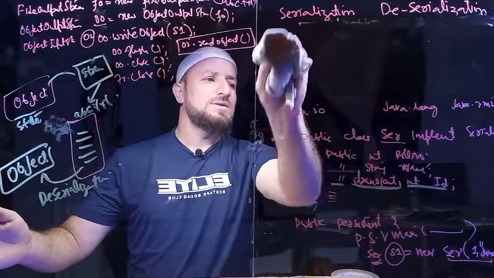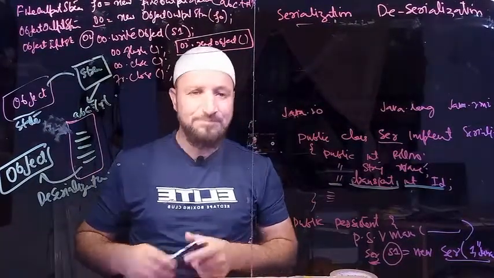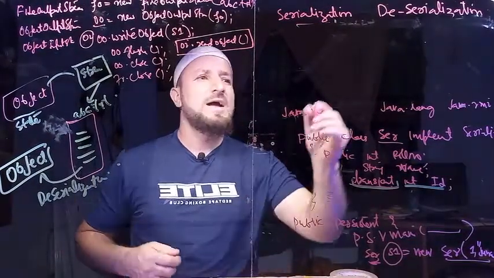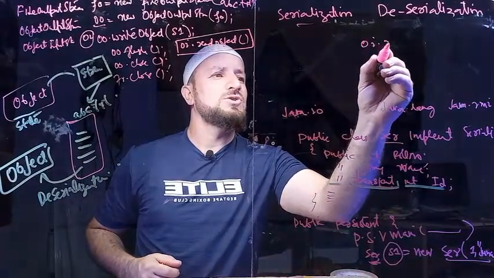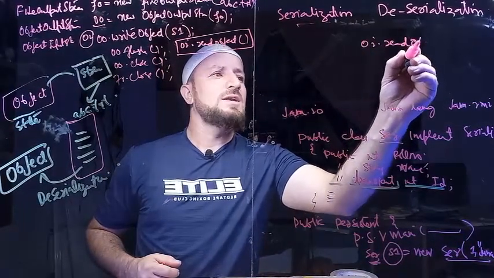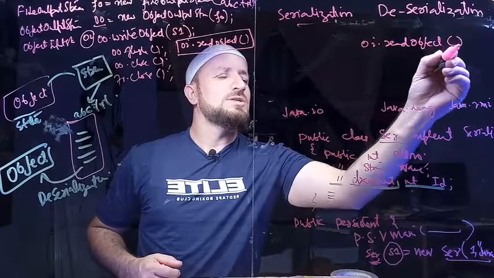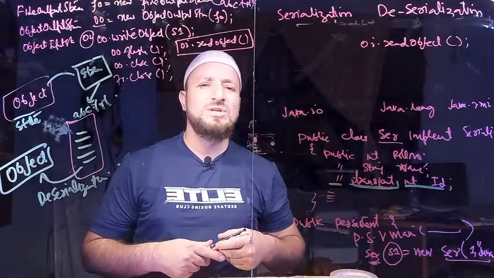That I can write it here properly. So I have, say, OI dot readObject. Now what does OI dot readObject do?